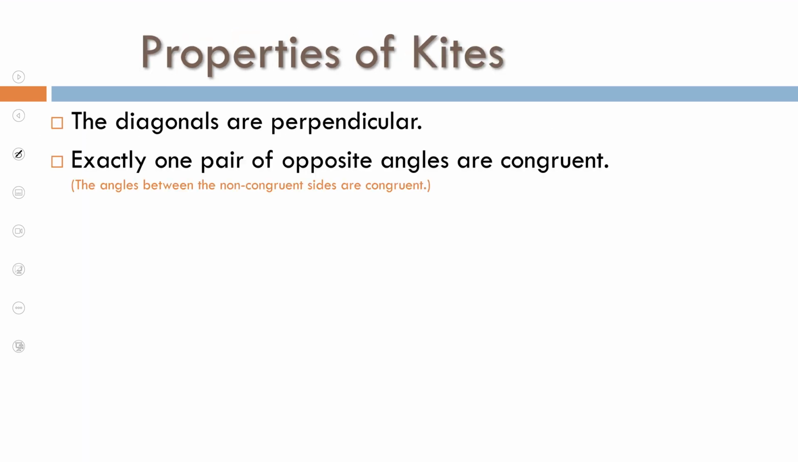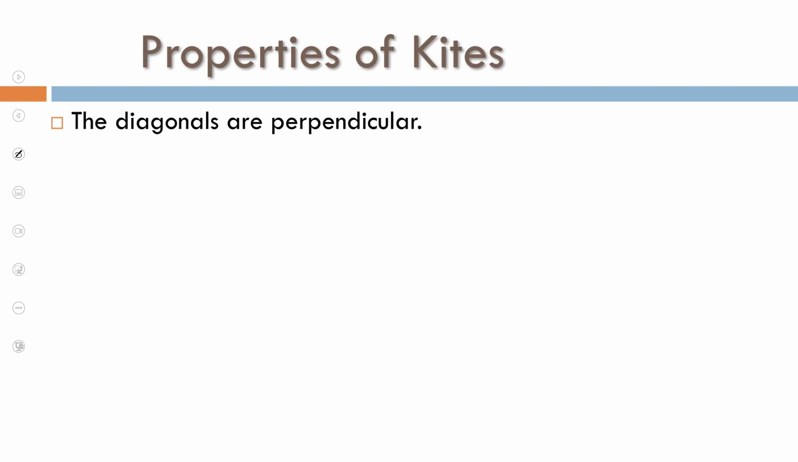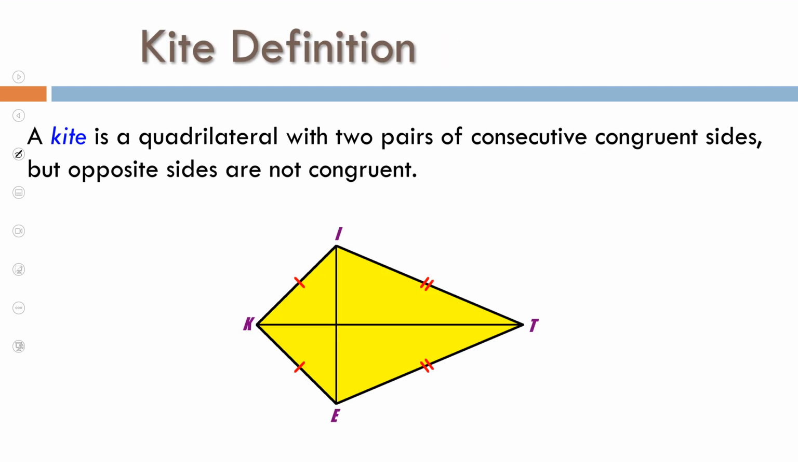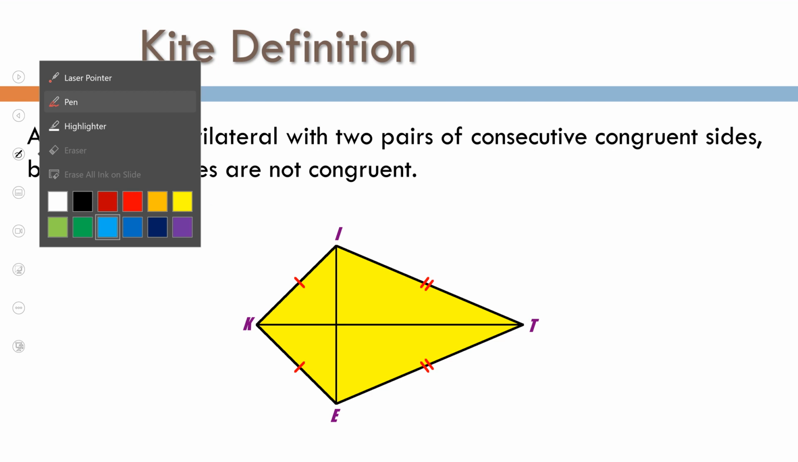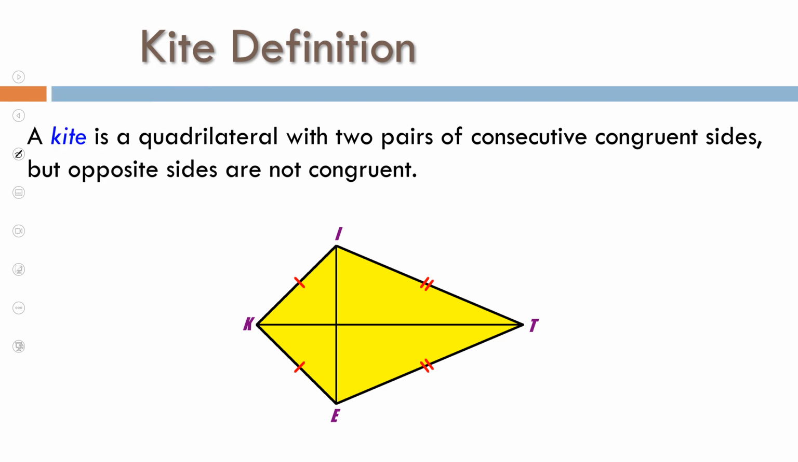Whoops. Wait, let me see. All right, let's go back to this guy. Sorry, I'm a little click happy here. Let's get some terminology. Vertices K and T, those are the vertices between the congruent sides, are called ends.